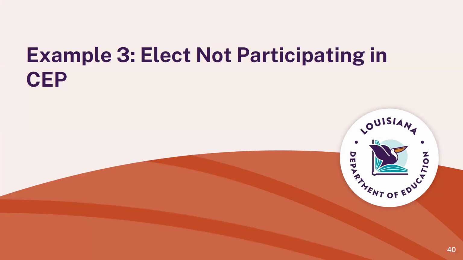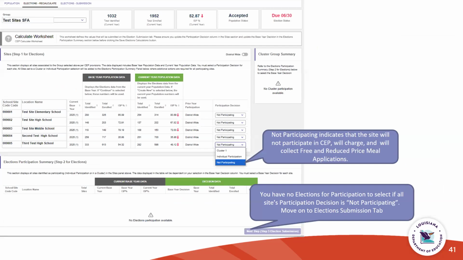Now we're going to go over a third example, electing not participating in community eligibility provision. This is an example where the school board authority has decided that none of their sites will participate in community eligibility provision. All sites are marked as non-participating. Not participating sites indicate that the site will not participate in CEP, will charge, and will collect free and reduced price meal applications. You will have no elections for participation to select if all site participation is not participating.